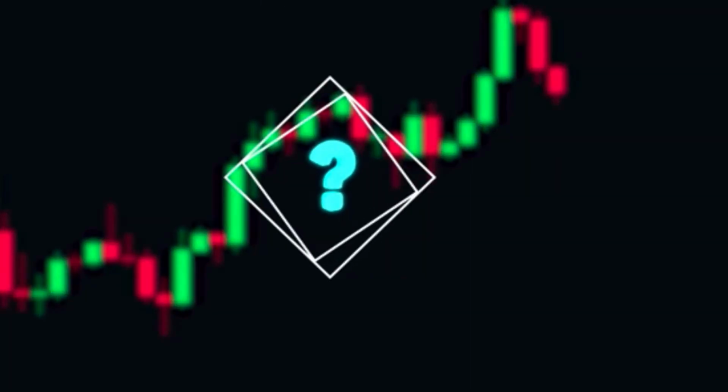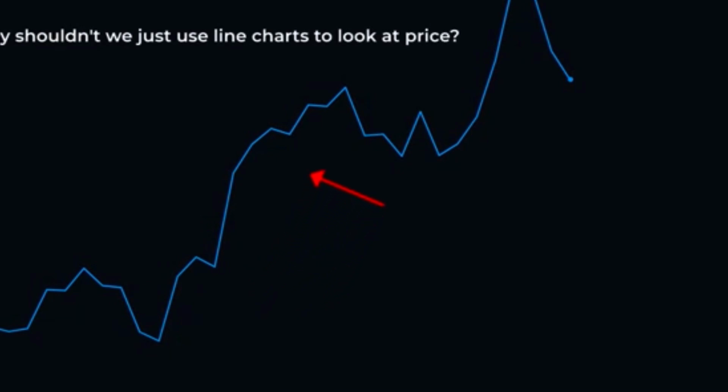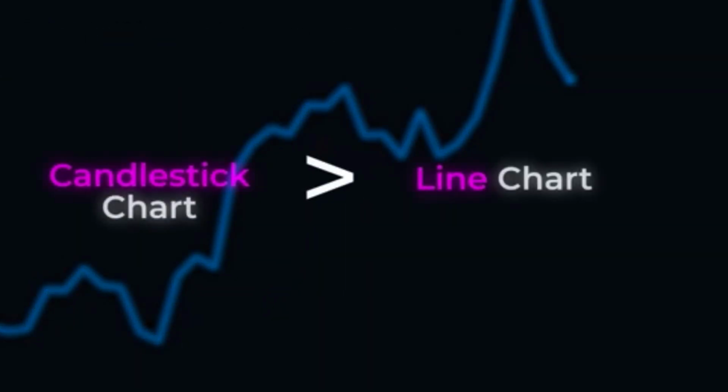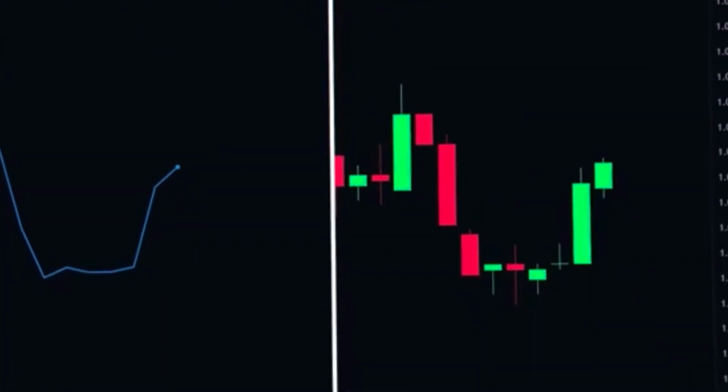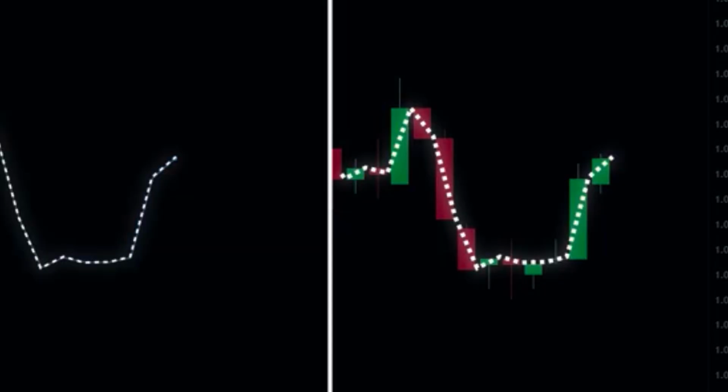A common question I hear from beginner traders is, why shouldn't we just use line charts to look at price? Wouldn't it be simpler? The answer is that candlestick charts actually give us significantly more information about the market compared to a line chart. And let me show you an example. So let's use this euro-dollar pair as an example. On the left, we have the line chart, and on the right, we're using the candlestick chart. As you can see, both charts move in a similar shape, which is expected since they both display the price.